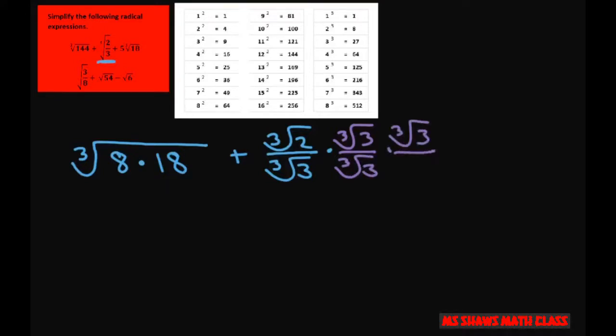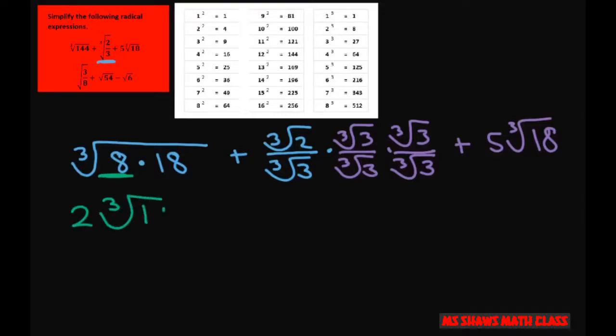There are different ways to do this, but this is an option. And that gets rid of the radical in the denominator, and I'll show you in a minute. And then we still have our 5 cube root of 18. So this is going to give you cube root of 8 is 2. You're left with cube root of 18. And this we can't simplify because there are no perfect cubes that divide 18. So let's just put the plus 5 cube root of 18.